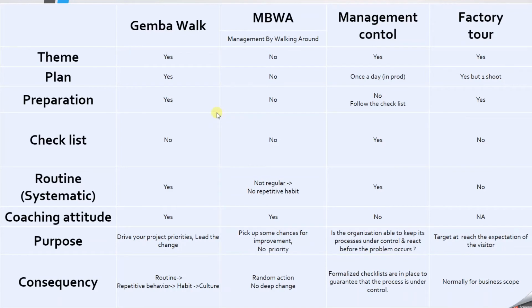Preparation or not? If Gemba Walk and factory tour need preparation, MBWA and management control do not. Management control requires following a checklist to allow you every day to keep your process under control and react before problems occur. Gemba Walk is about engaging and developing people with an identified purpose and plan and path.